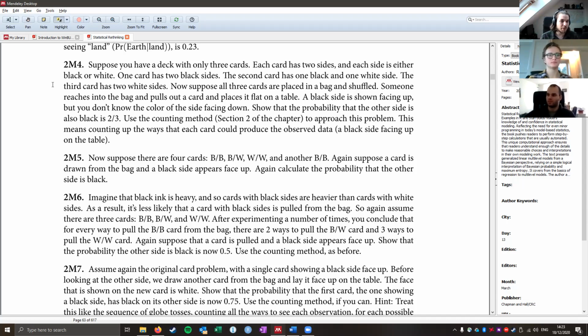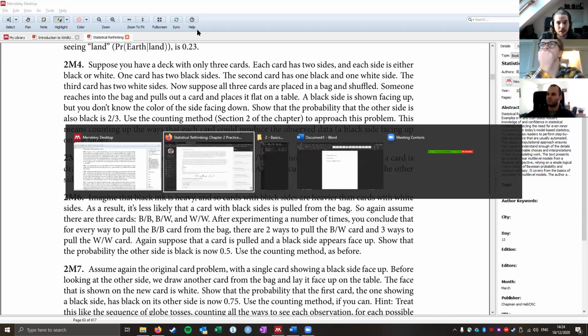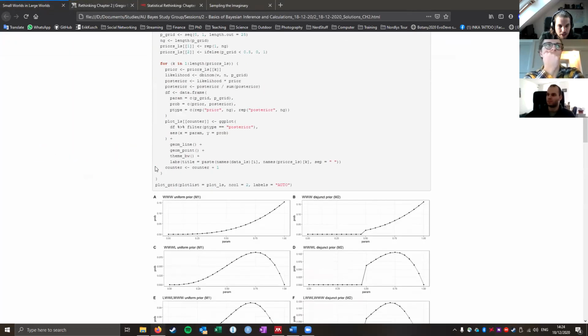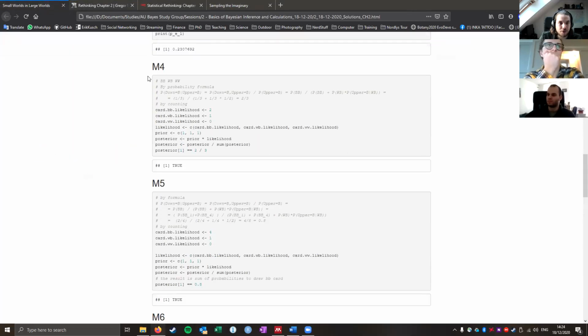We should use the counting method, as in section 2 of chapter 2 here, to approach this problem. That means counting up the ways that each card could produce the observed data, black side facing up. For this, I actually did draw this out. But first, I'm going to show the solution in the HTML with you guys. So M4 right here.